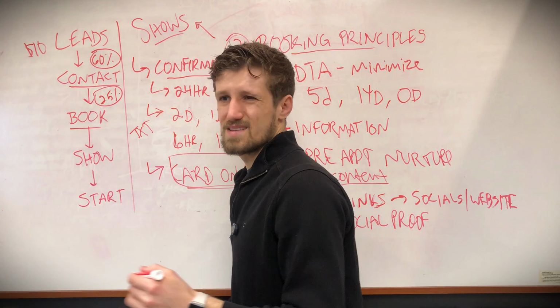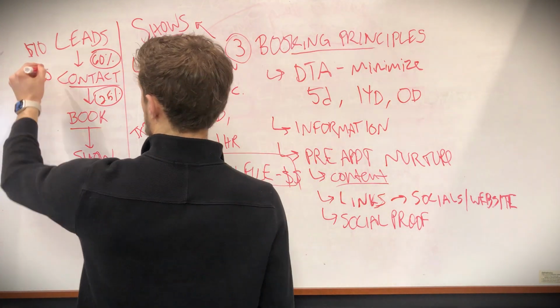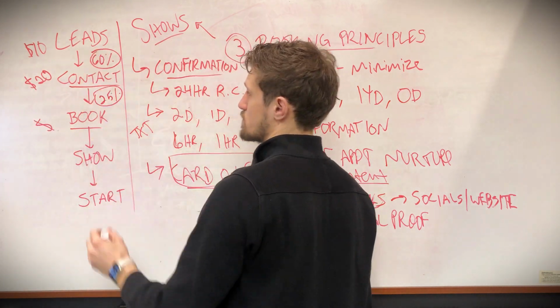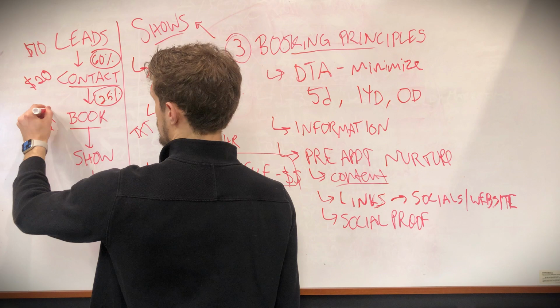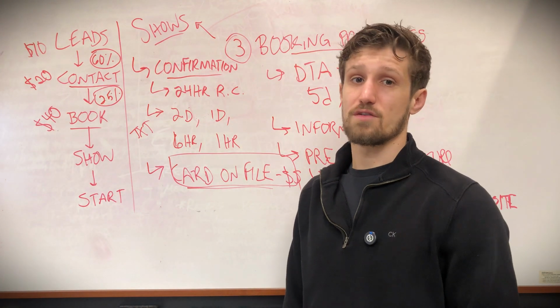So if we're contacting leads at about 60%, let's just make an even 50%, $20 per contact, and then per booking, we're getting 25% of leads. So that's 1 in 4. So we're getting $40 bookings. Now that's a really effective campaign for a lot of businesses.